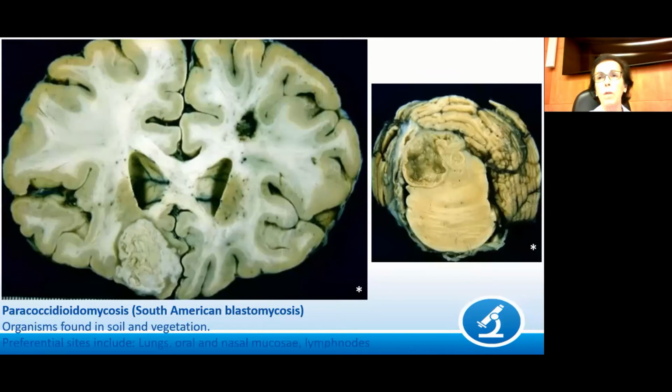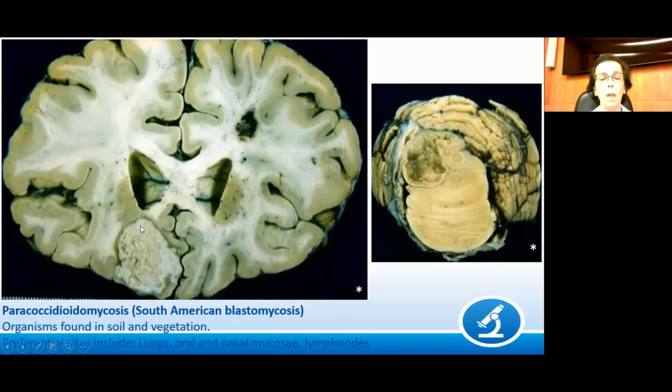Now the last mycosis I'm going to show is one that we find in Brazil. It's caused by Paracoccidioides brasiliensis, the name of the fungus, and the disease is called paracoccidioidomycosis or South American blastomycosis. It's found in soil and vegetation, so in areas where there is agriculture and farms, we can find this. Preferential sites are lungs, also oral and nasal mucosa, and lymph nodes, but the brain can also be affected. When I worked in a region in São Paulo, close to Minas, in the interior of the country, I managed to see a lot of cases.